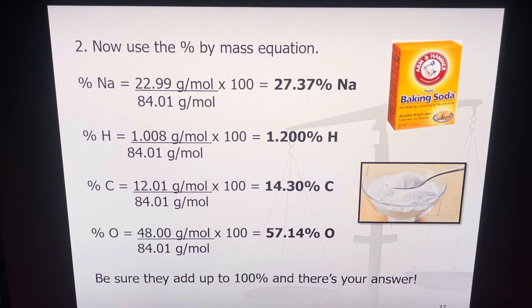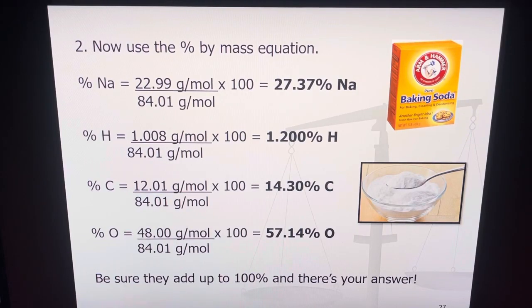And the second step, and the final step in determining percent composition, is now you use the percent by mass equation that we just saw in our notes. So for sodium, you take sodium's mass over the whole and times it by 100. So 27.37% of the molecule is sodium.